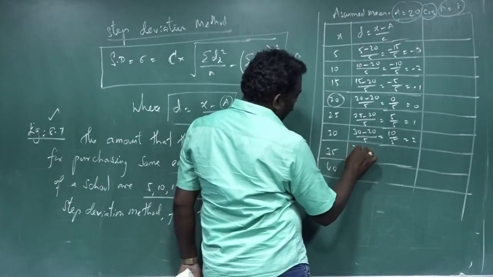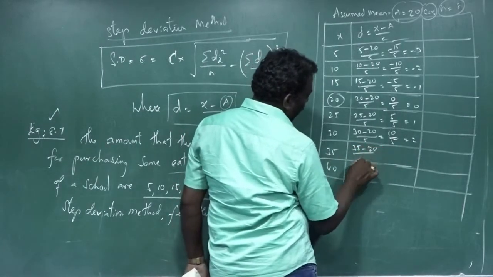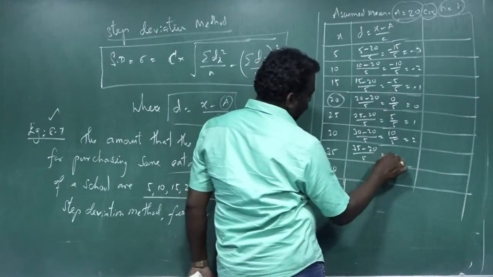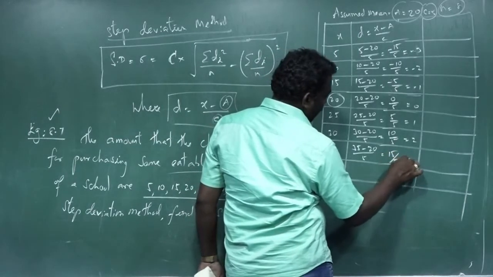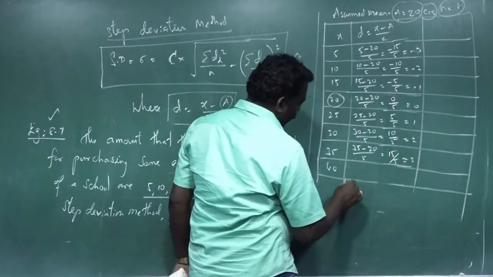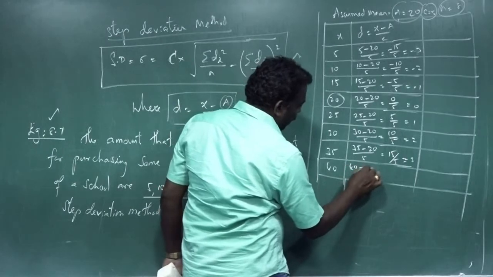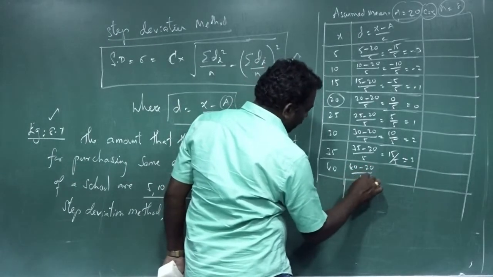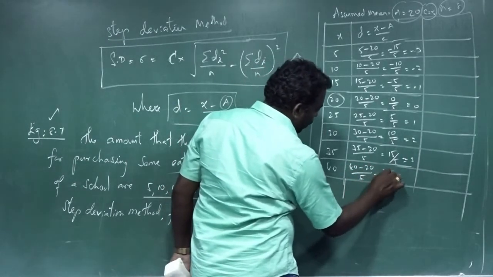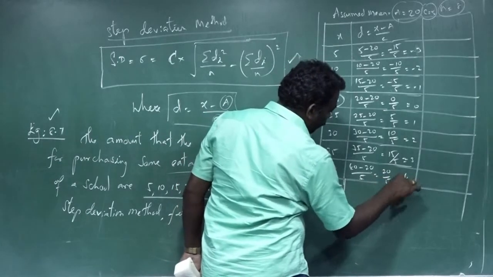Then x value equal to 35, a value equal to 20, divided by c value equal to 5, that is equal to 15 by 5, that is equal to 3. Then x value equal to 40 and a value equal to 20, divided by c value equal to 5, that is equal to 20 by 5, that is equal to 4.